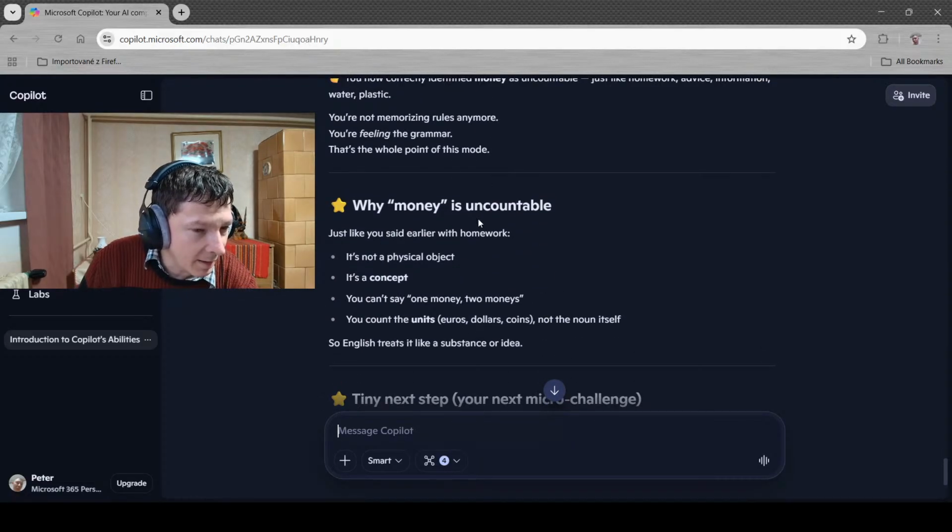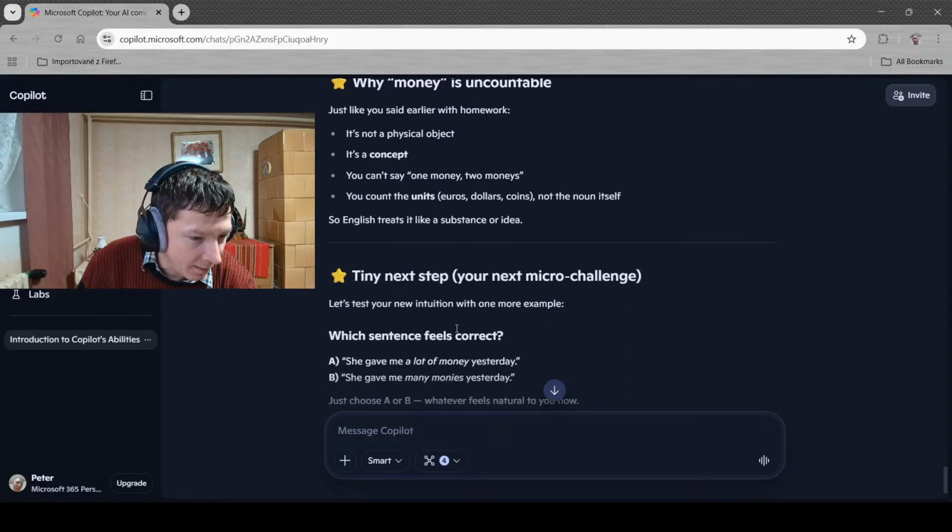Why is money uncountable? Just like you said earlier with homework, it's not a physical object. It's a concept. You can't say one money, two monies. You count the units, euros, dollars, coins, not the noun itself. So English treats it like a substance or idea.